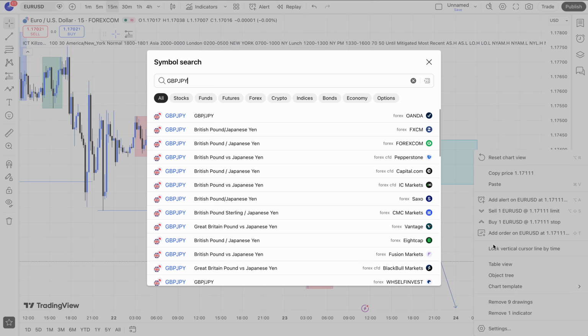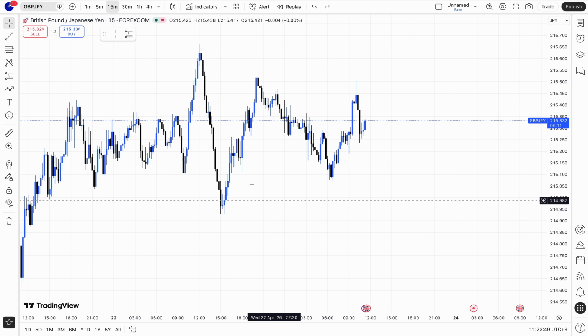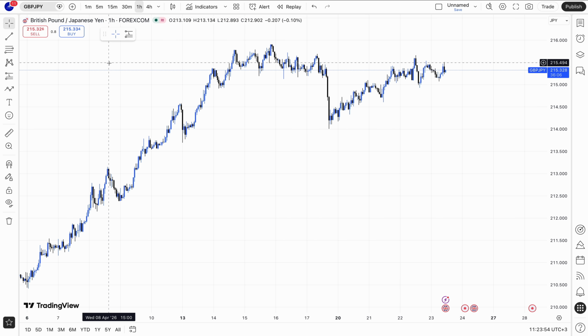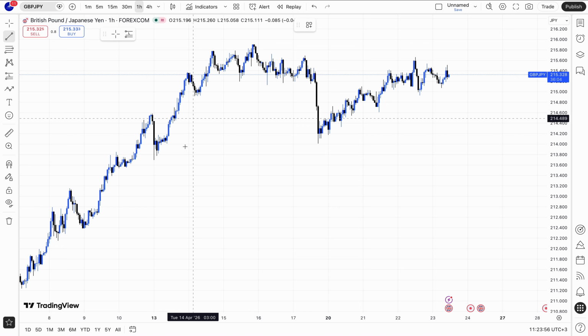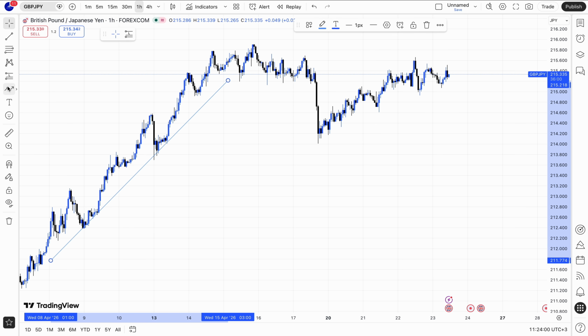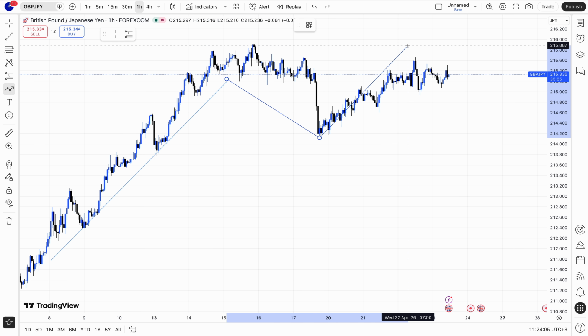For GBP JPY, super simple. For GBP JPY, don't use any intraday. You use the trading strategy. And first and foremost is our market structure. And you can see here the price was moving up. Then it shifted bearish. Now it's going up. That will be scenario number one.